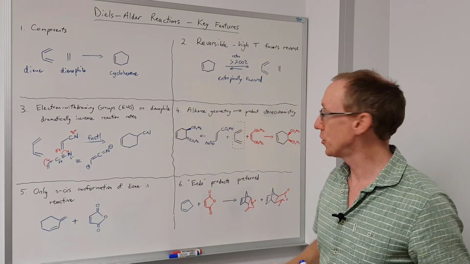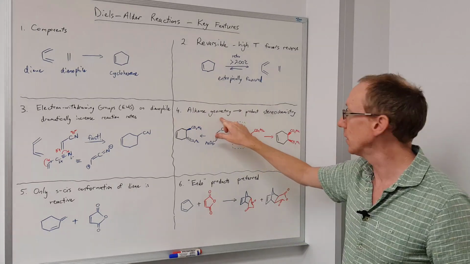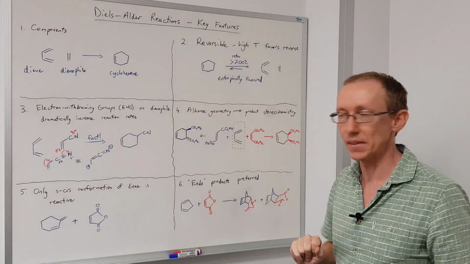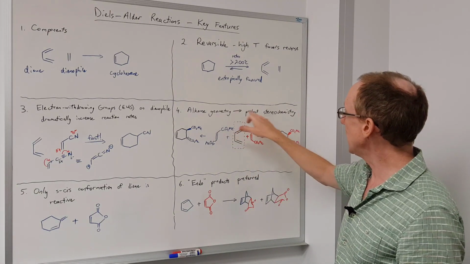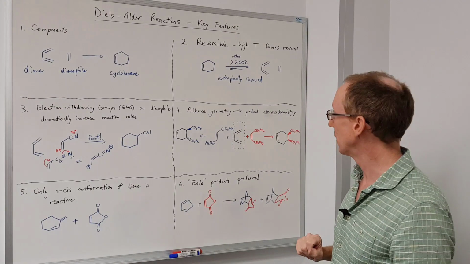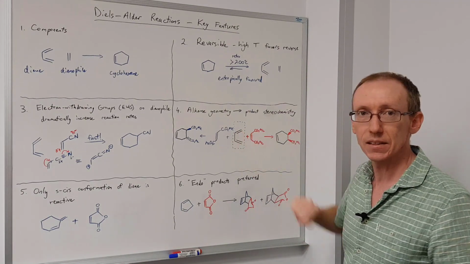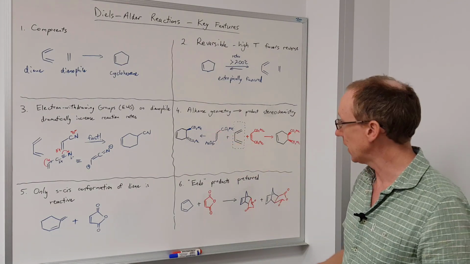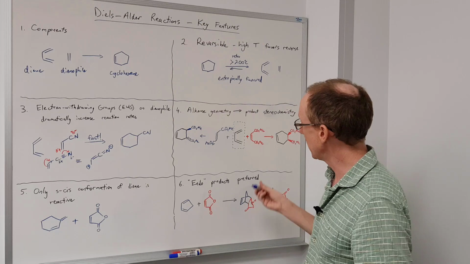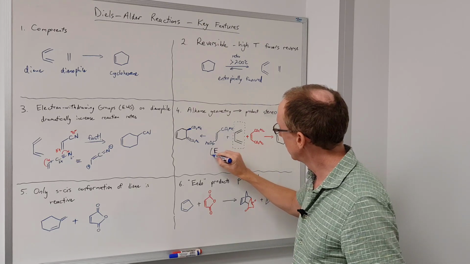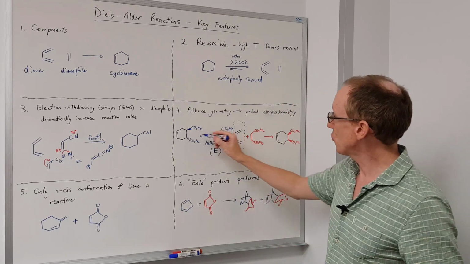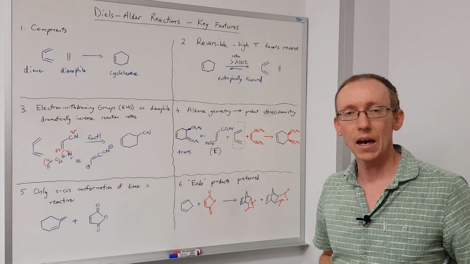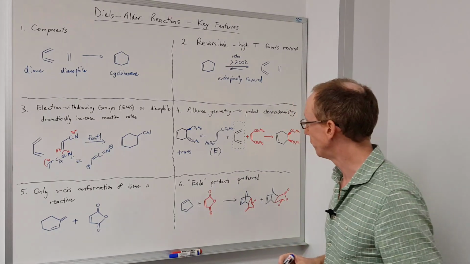Okay, our fourth key feature is that the alkene geometry, if there is alkene geometry, so normally we'll need 2 substituents on the alkene for that, translates into product stereochemistry. So if I take one diene here, in this case I've got butadiene, and I take one geometry of an alkene, so in this case we've got the E alkene geometry, that translates into a trans geometry of the product cyclohexene.